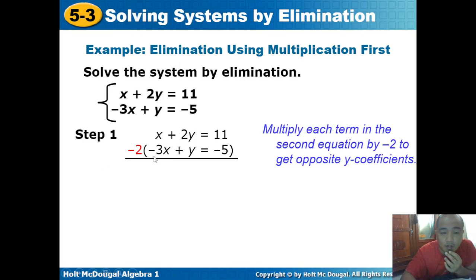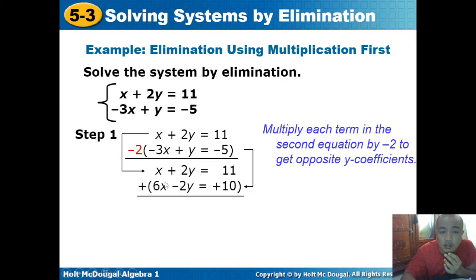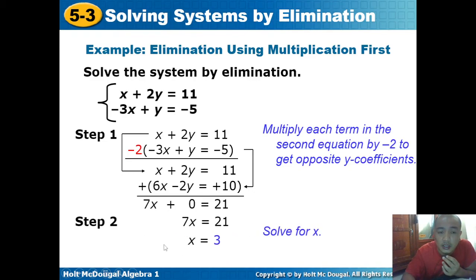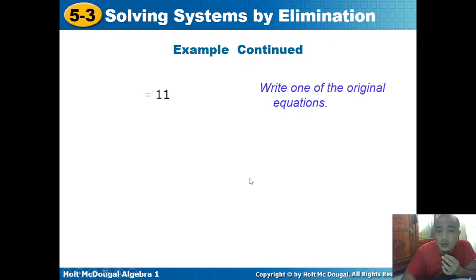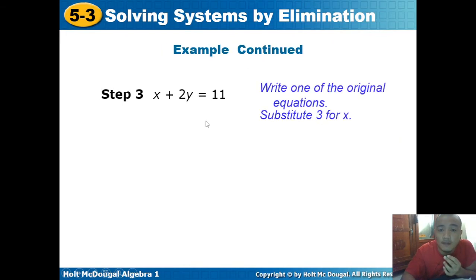So equation 2 will become 6x minus 2y equals positive 10. Then we can now eliminate the y variable, then add x and 6x, 7x, 11 plus 10, 21. 7x equals 21, divide both sides by 7, the answer is 3. Now solving for y, substitute the value of x, which is equal to 3, to each of these two equations. Now we choose x plus 2y equals 11. Substitute x by 3. 3 plus 2y equals 11.